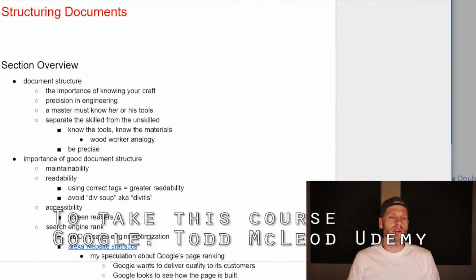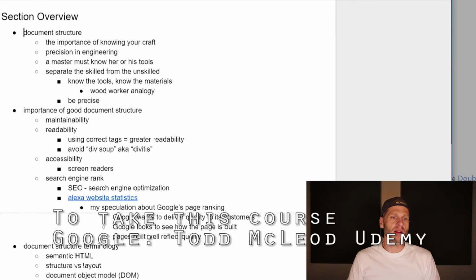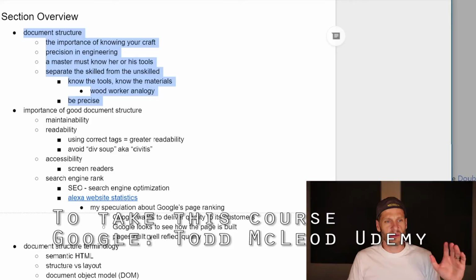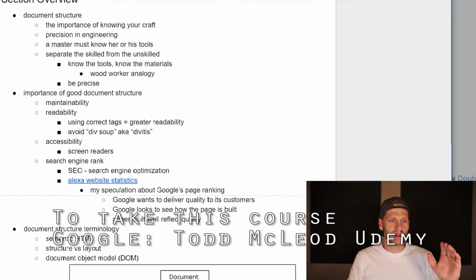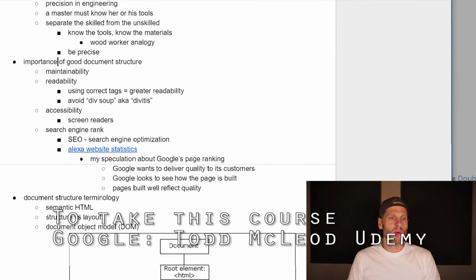I have a little bit of an overview here, where we're going to learn in this section document structure, and then everything I just told you about the importance of precision and using semantic HTML. And why is it important to have good document structure? It makes your code more maintainable, right? When you go back and look at it, when others go back and look at it, it's going to be more clear. It's going to be more readable. They'll be able to understand, oh, that's what this content is holding. It makes it more accessible for screen readers. And I also think it helps with your search engine rank.